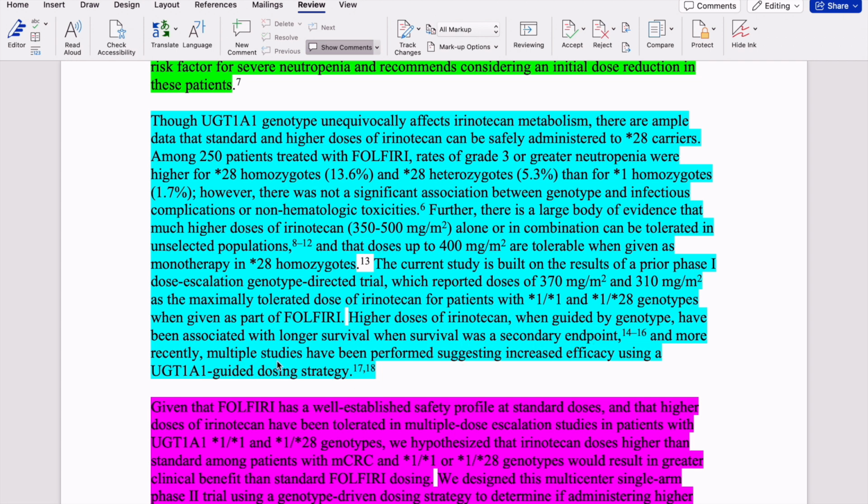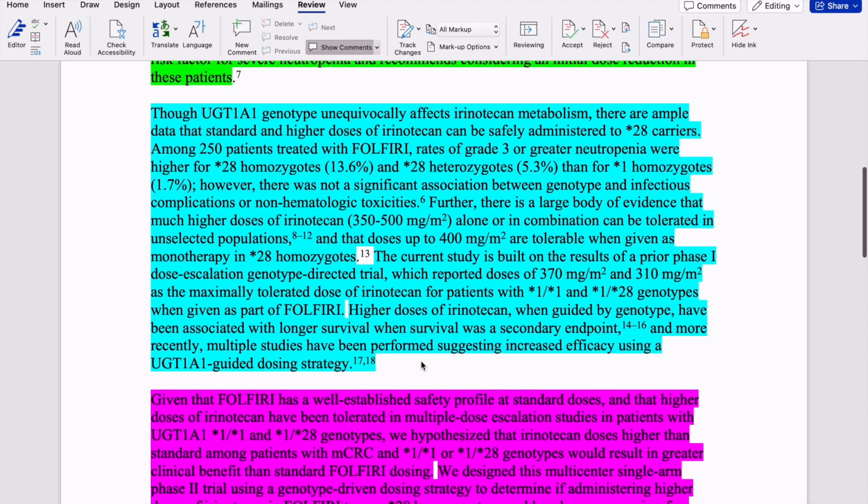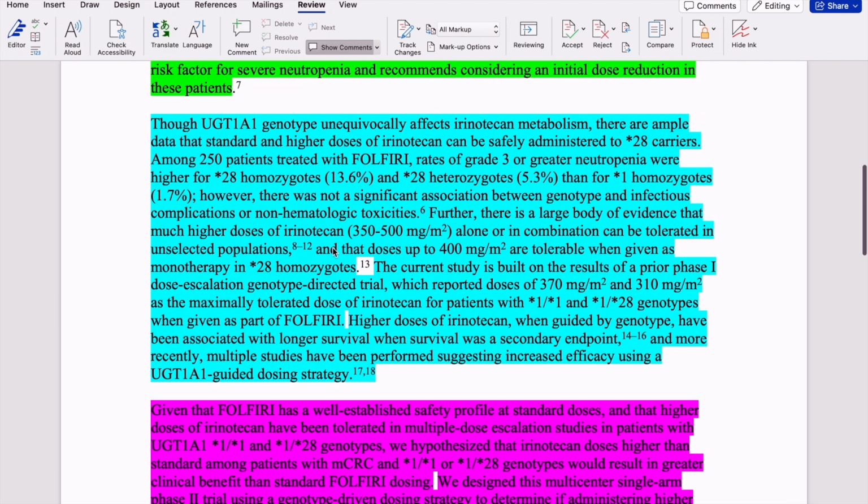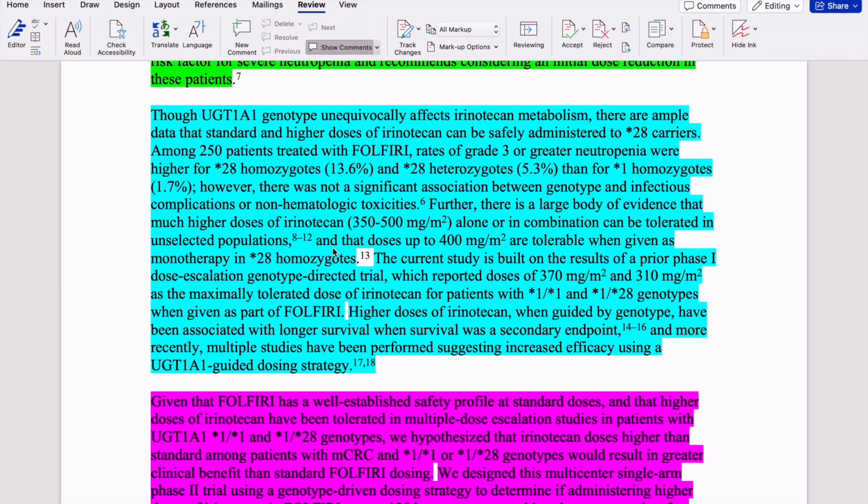And more recently, multiple studies have been performed suggesting increased efficacy using this particular genotype-guided dosing strategy. So what is being performed in this particular study, it isn't the first time it's been done. It's been touched on in other studies, so we are building on some previous research for this particular study.